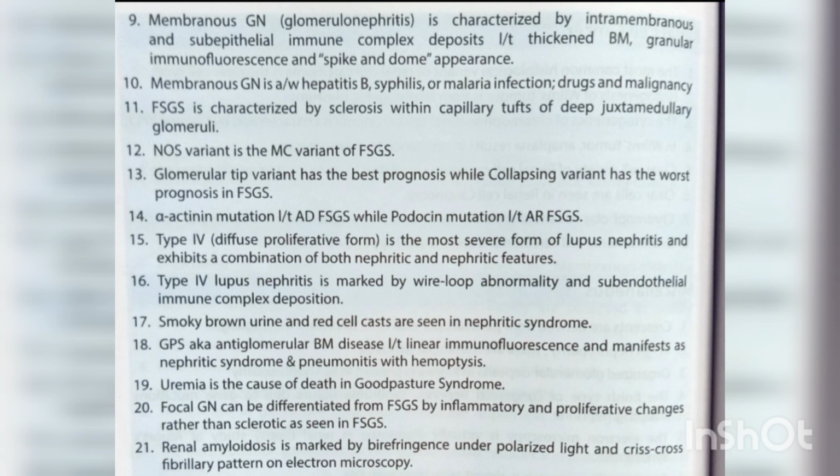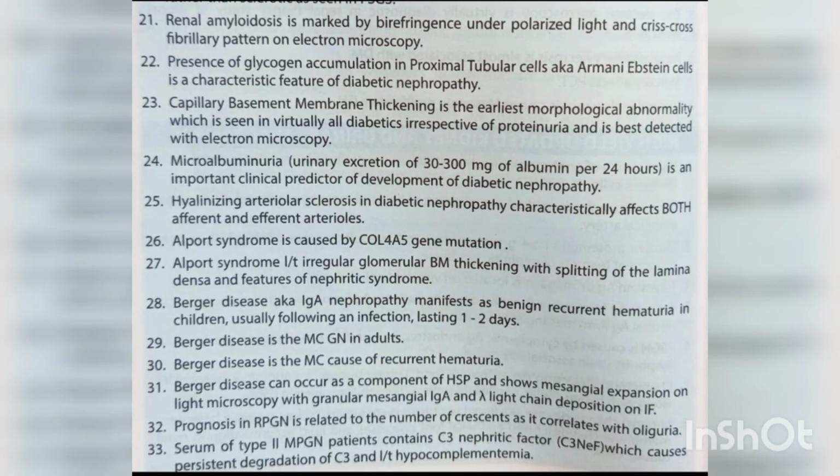Renal amyloidosis is marked by birefringence under polarized light and crisscross fibrillary pattern on electron microscopy. Presence of glycogen accumulation in proximal tubular cells, also known as Armanni-Ebstein cells, is a characteristic feature of diabetic nephropathy. Capillary basement membrane thickening is the earliest morphological abnormality, which is seen in virtually all diabetics irrespective of proteinuria and is best detected with electron microscopy.